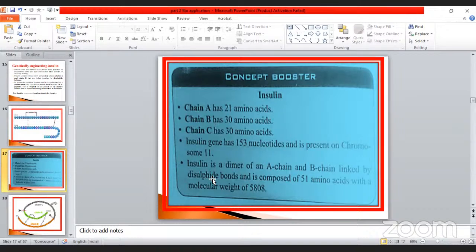The insulin is a dimer of an A chain and B chain. A dimer is two compounds linked by the disulfide bond. It is composed of 51 amino acids, because when these two are added, you will get 51 amino acids, with the molecular weight of 5,808. 5,808. This is very, very important, my dear student. Don't forget. See it here.